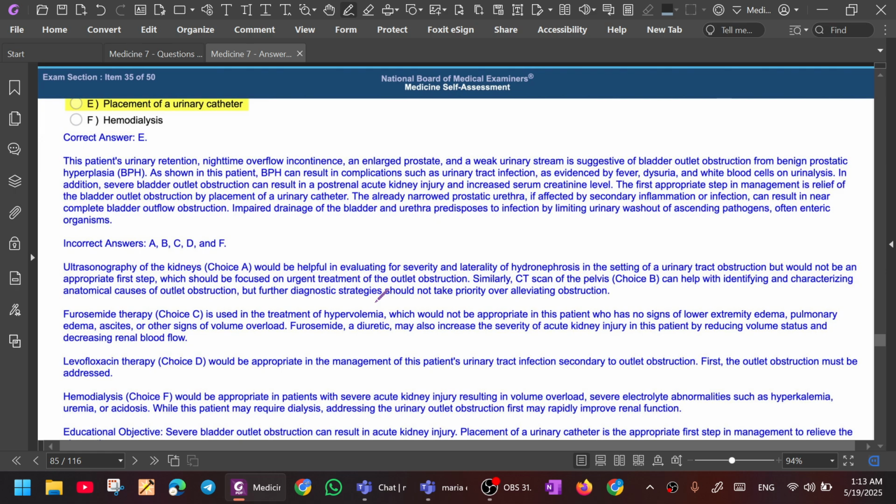The first appropriate next step is to relieve the bladder outlet obstruction by placement of a urinary catheter. The already narrowed prostatic urethra, if affected by secondary inflammation or infection, can result in near complete bladder outflow obstruction and impaired drainage of the bladder, and the urethra is predisposed to infection by limiting urinary washout of ascending infection of an enteric organism.